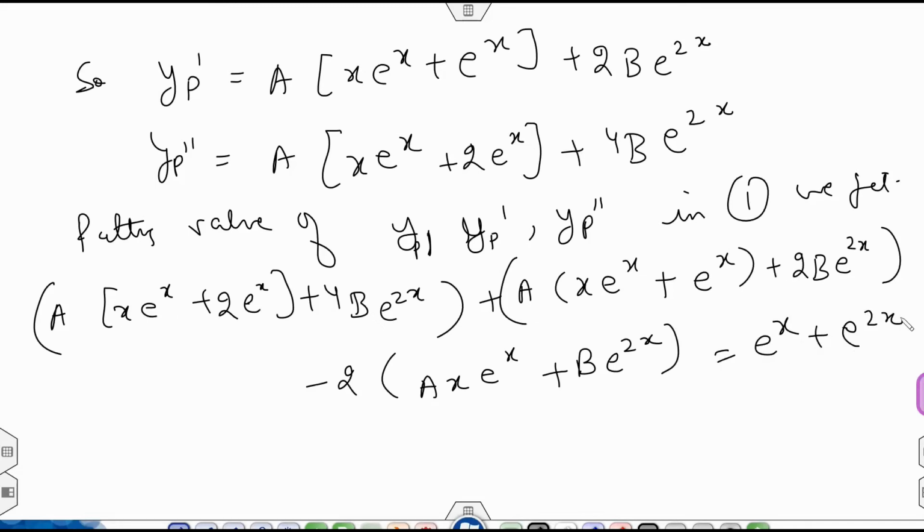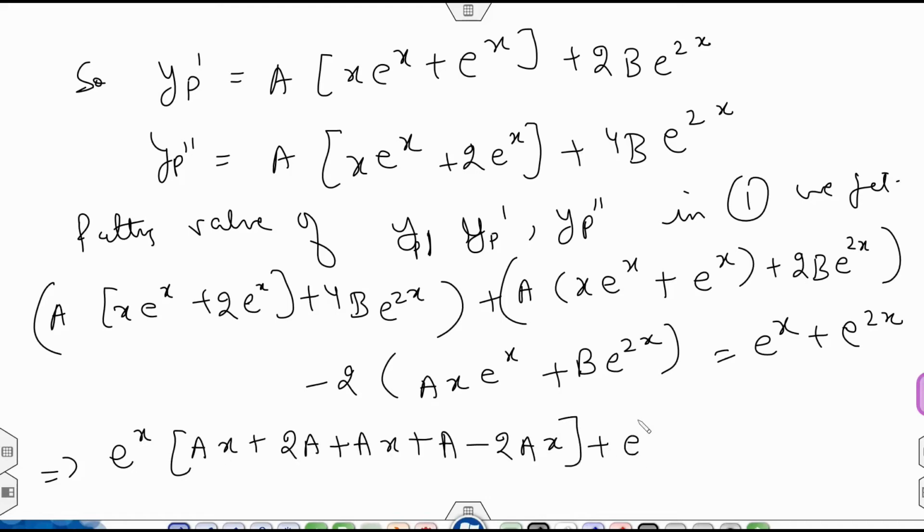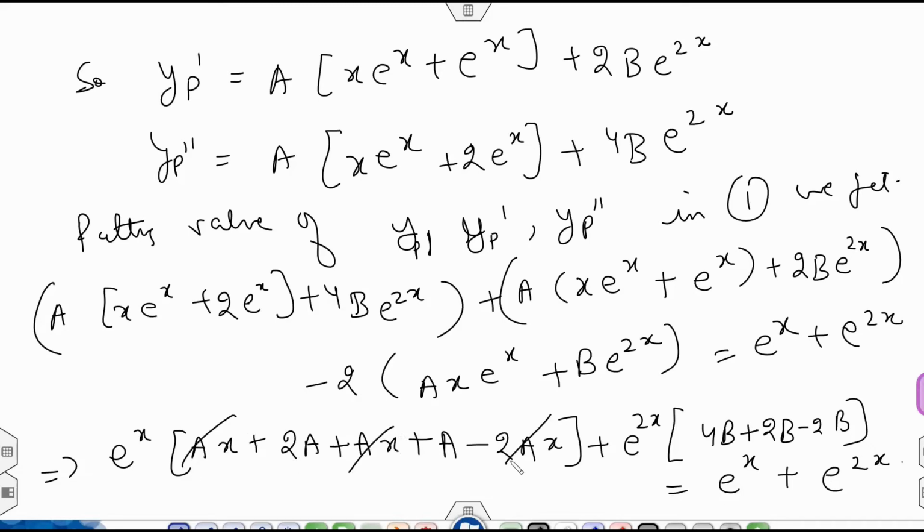Now by some calculation you will find that if you collect the e to the power x terms and then collect the coefficients, you will get this, and plus if you collect the e to the power 2x coefficient, you will get this. Now this will be equal to e to the power x plus e to the power 2x. Now if you compare the coefficients, what are you getting? You can see these are getting cancelled out, so I am left with 3 over here, and here also this is cancelling out.